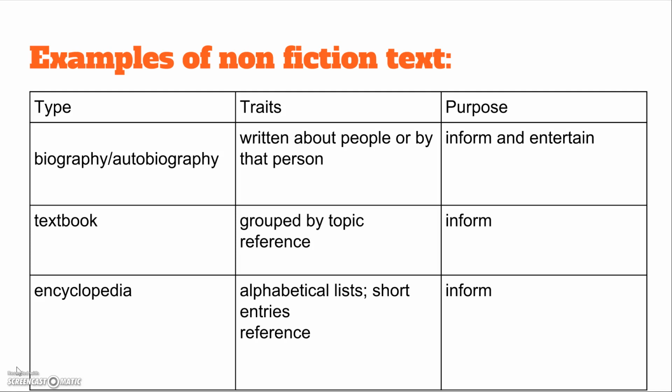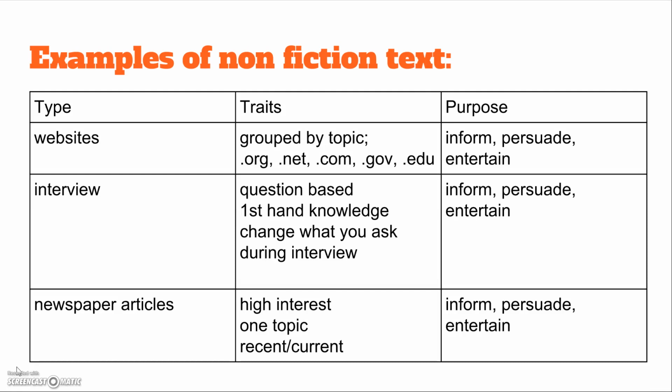Encyclopedias are an alphabetical list, short entries and reference. Most of these we will find online through our online media sources through our public library as well as the school library, and they are meant to inform as well. Websites are grouped by topic. The endings of websites are important as we look at internet validity of sites with .org, .net, .com, .gov, and .edu. The purpose of websites vary from informative, persuasive, and entertaining.